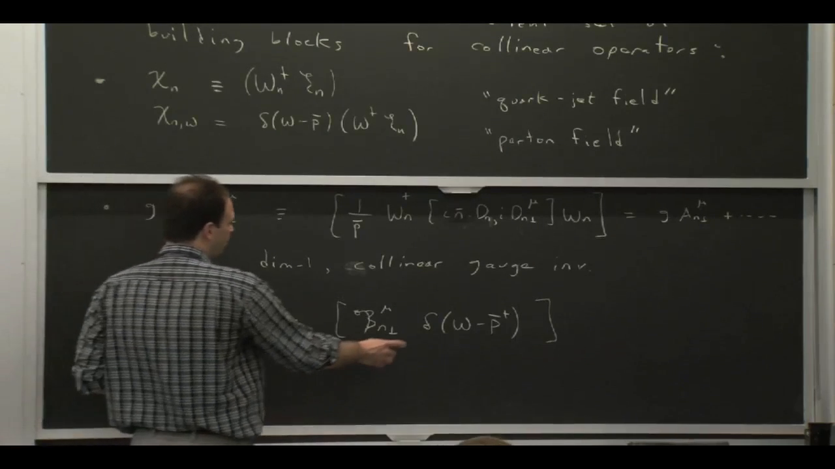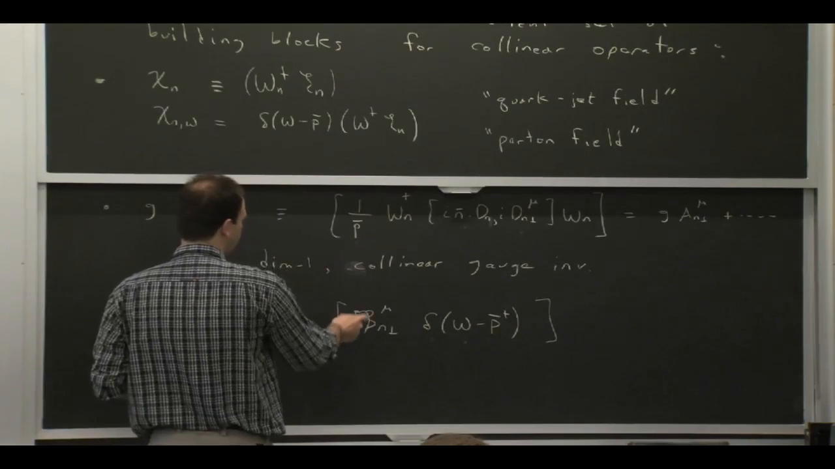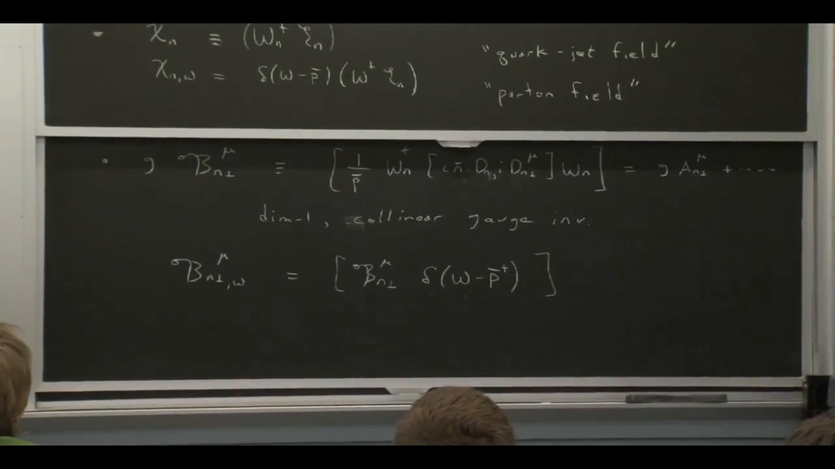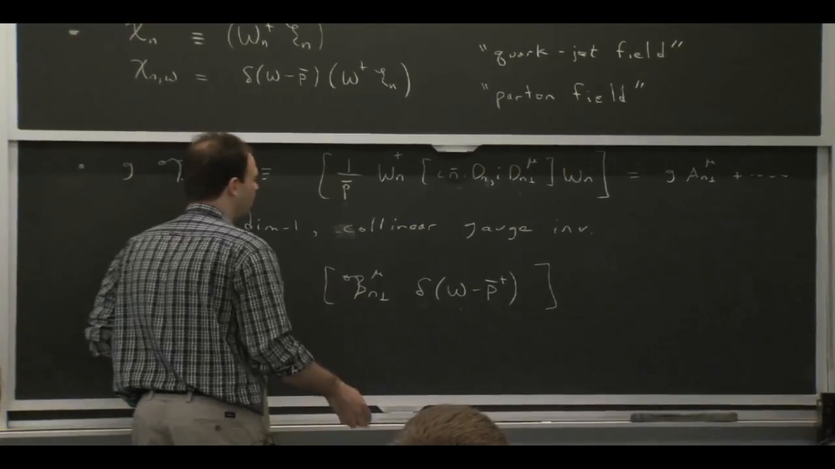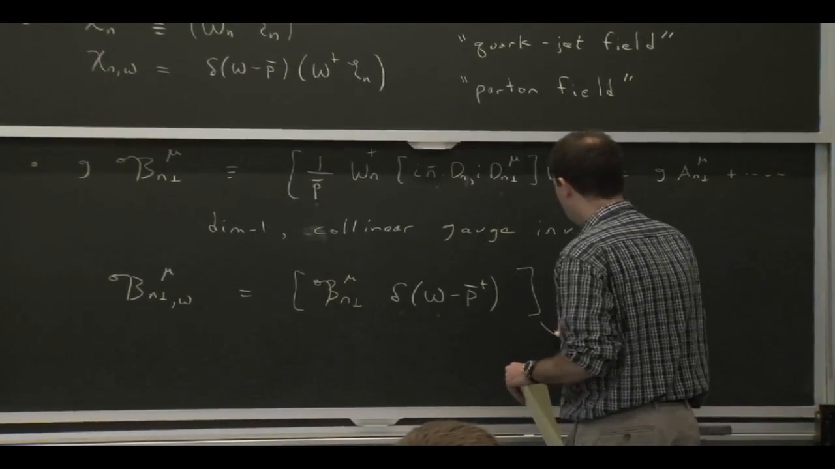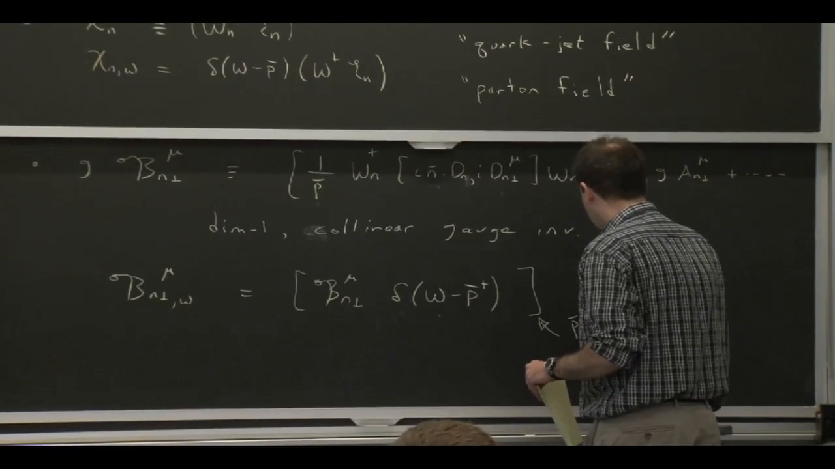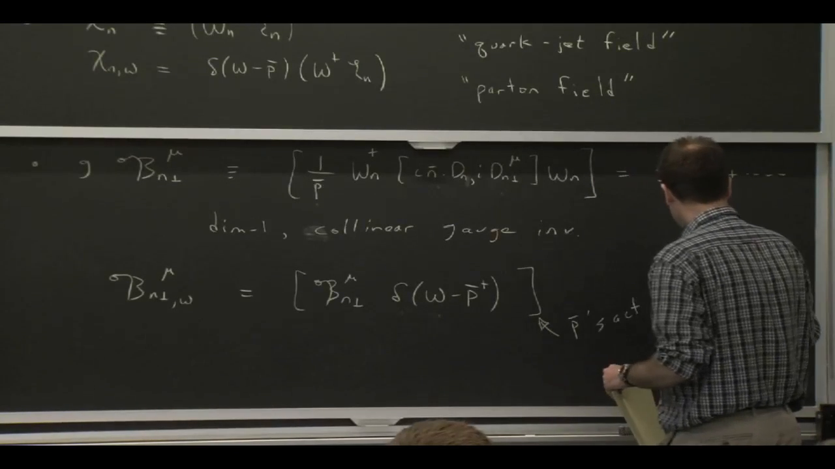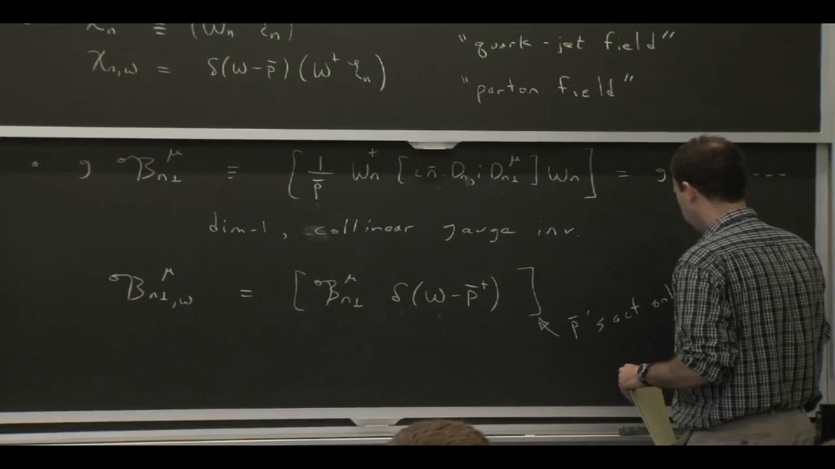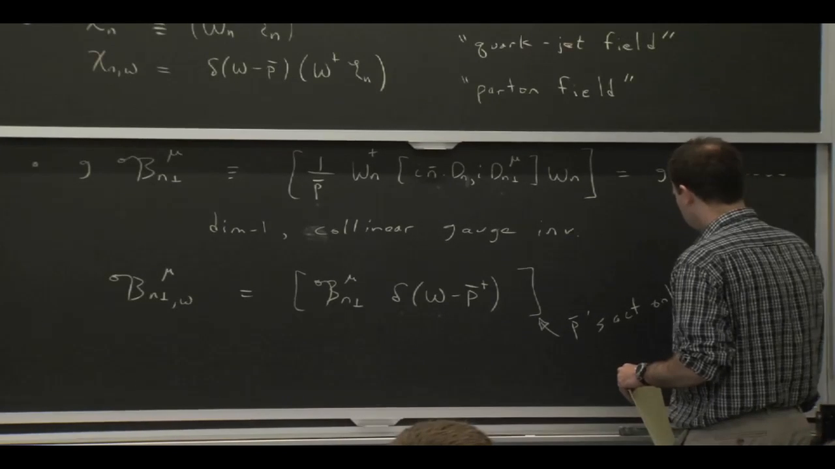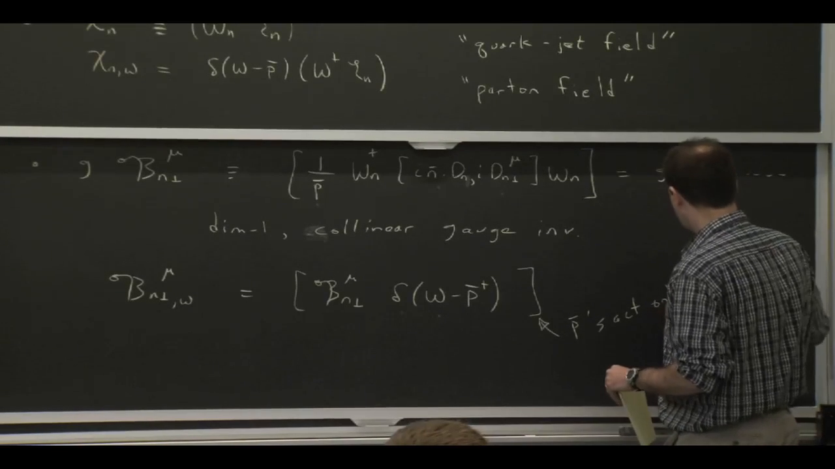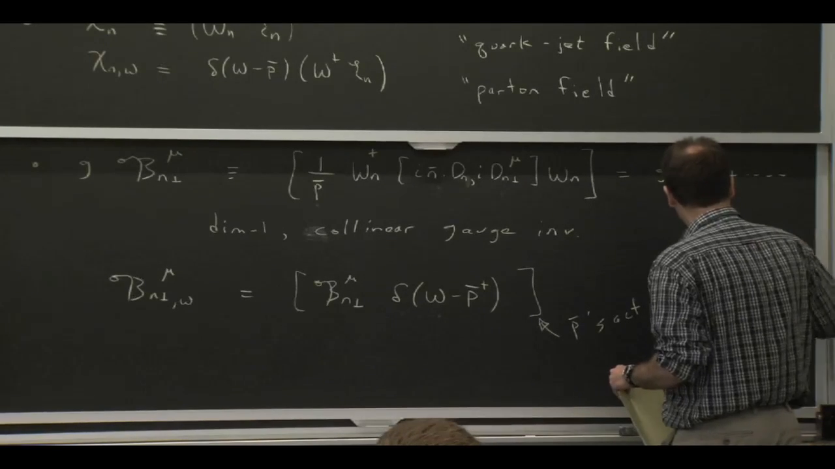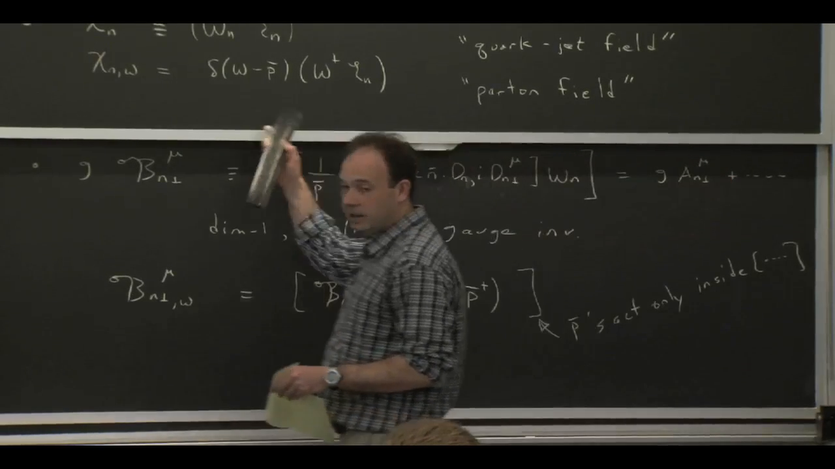Okay, and so this delta function here and this P bar here, when I put these square brackets, what I mean by that is that they don't act outside. They just act on the operators inside. So these are objects that exist by themselves, and they don't care about other things that are multiplying them later. So that's the gluon analog of the quark.